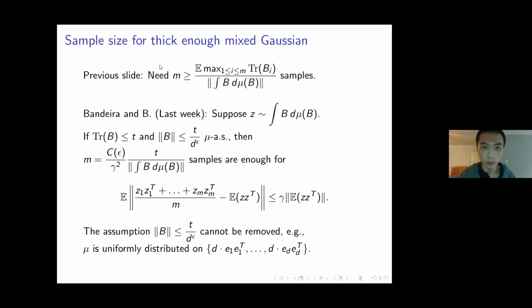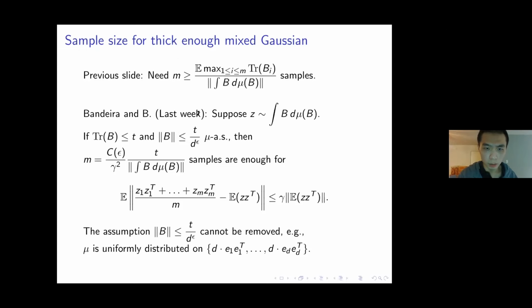Okay, so just want to recall. This is necessary, but what is sufficient is this. Rather than dealing with the max of all the trace, let's suppose that all the trace are at most T. Assume all the trace are at most T, and then the spectral norm is much less than T. D is the size of the matrix, the dimension.